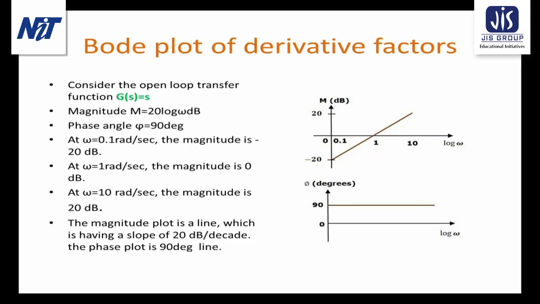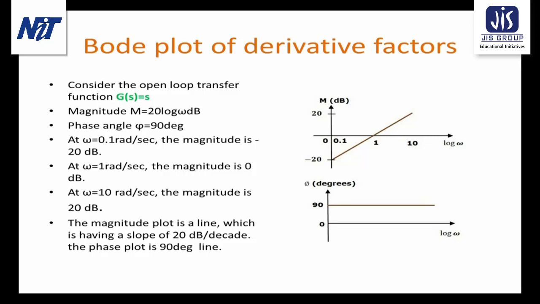So let us take another example of Bode plot of a common factor, that is the derivative factor. So the derivative factor is considered here. G(s) is equal to s. So the Bode plot of a derivative factor means a zero is located at the origin. So here s means a zero is located at the origin. So here G(s) is equal to s, that is the open loop transfer function. So in G of j omega, it becomes only j omega.